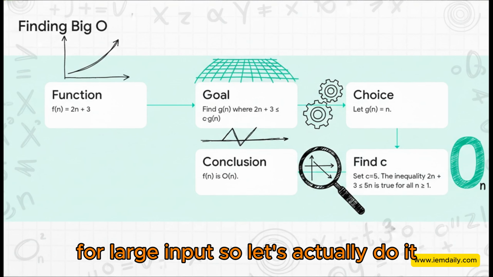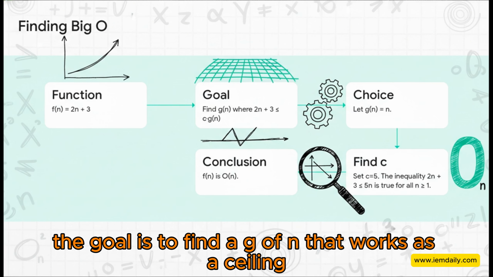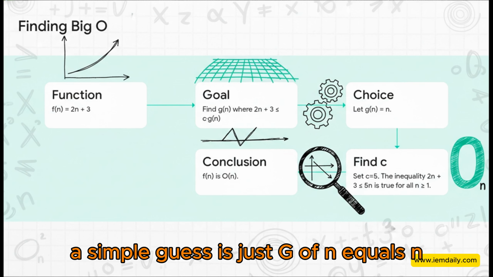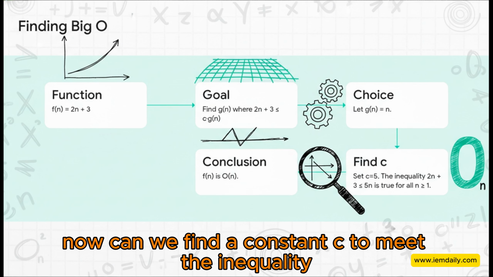So let's actually do it for our f(n) = 2n + 3. The goal is to find a g(n) that works as a ceiling. A simple guess is just g(n) = n. Now, can we find a constant c to make the inequality true?